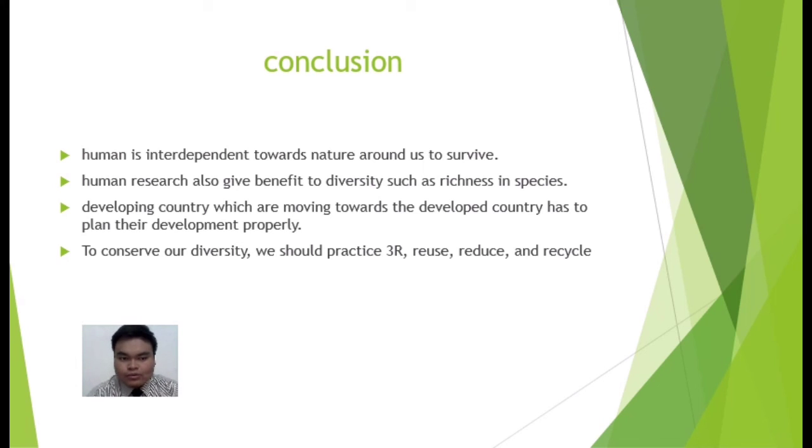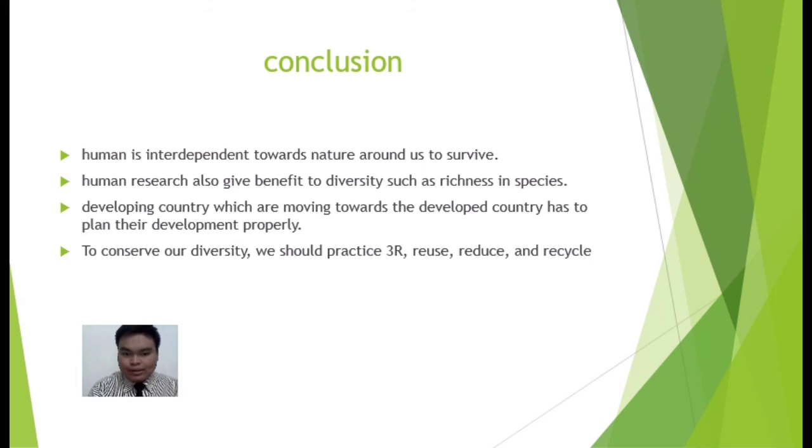Besides, human research also gives benefit to diversity, such as richness in species. For example, a developing country which is moving towards becoming a developed country has to plan its development carefully because the development is affecting landscape change.